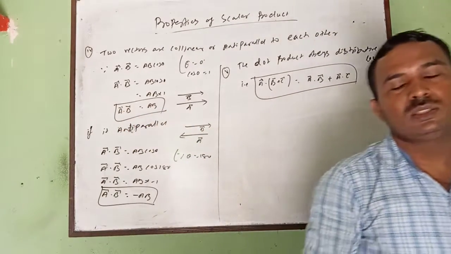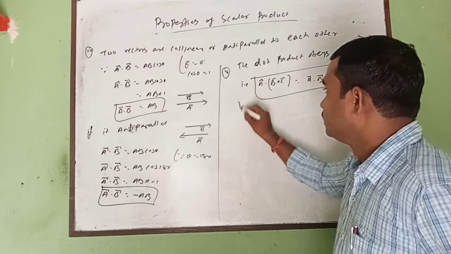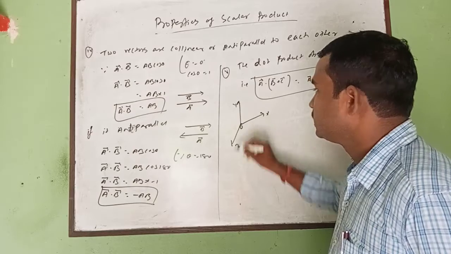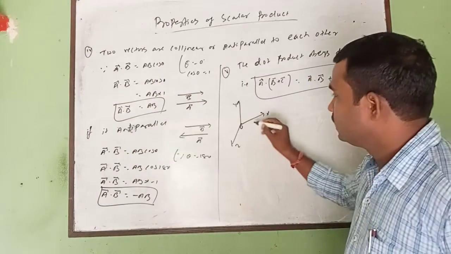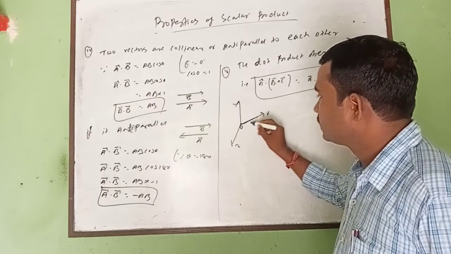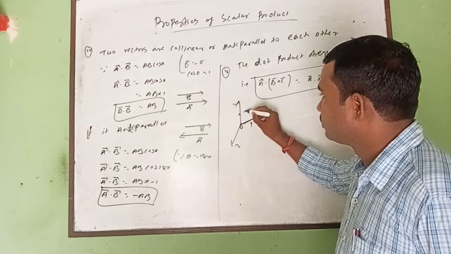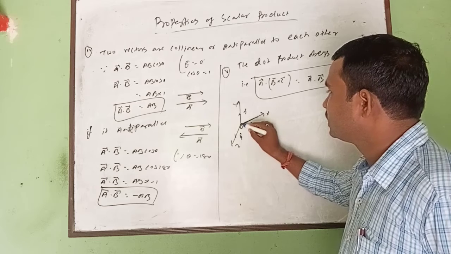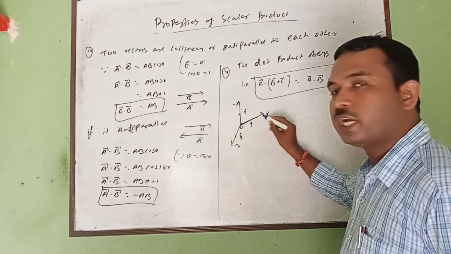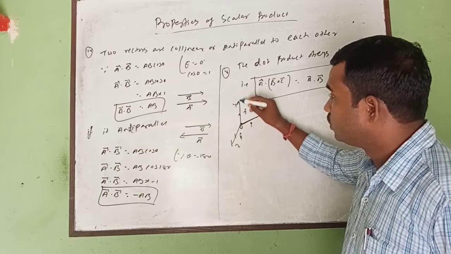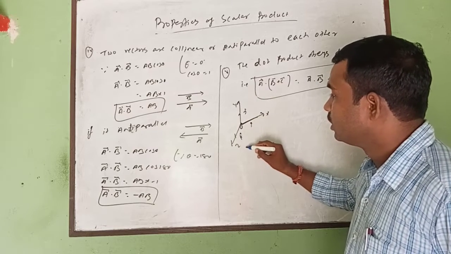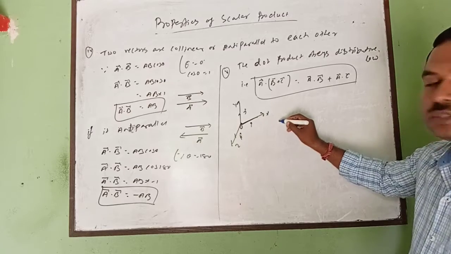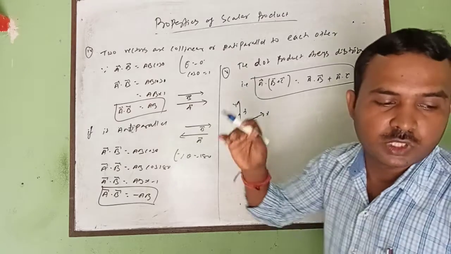Okay, and another thing: suppose we have the x axis, y axis, z axis, and this is the origin. Suppose you take the cap of i, the cap of j, and the cap of k. Here, cap of i represents the direction O to x, j represents O to y, and k represents O to z.